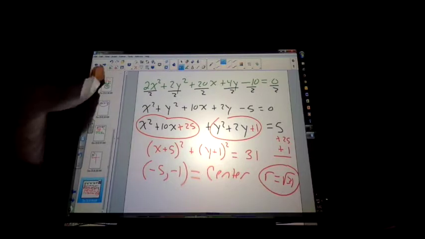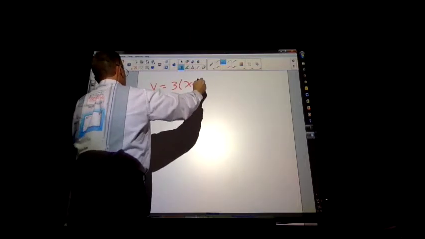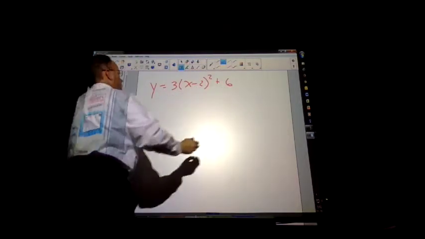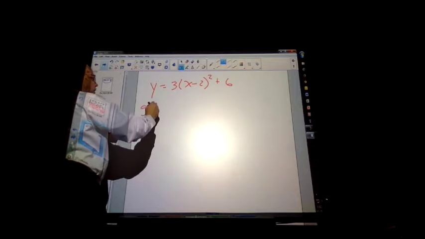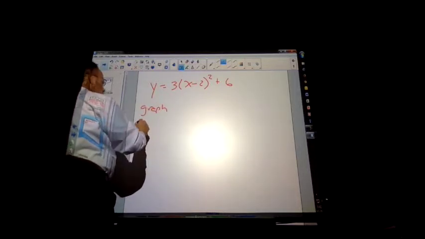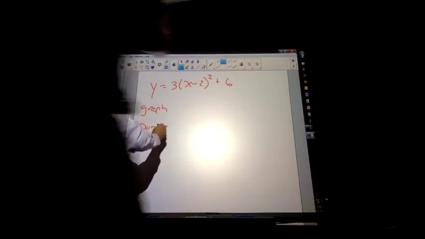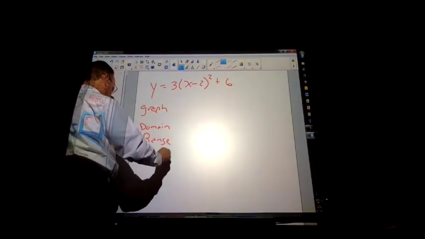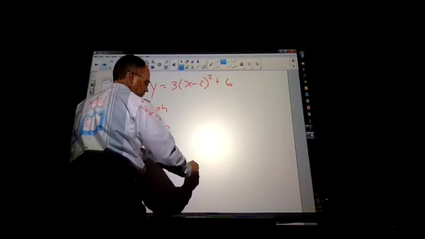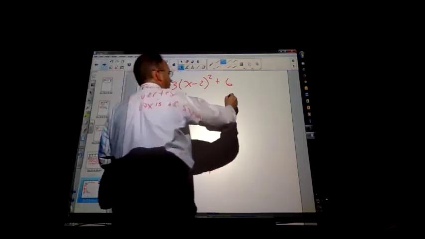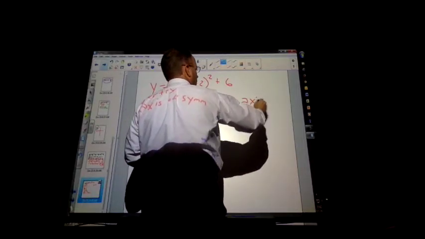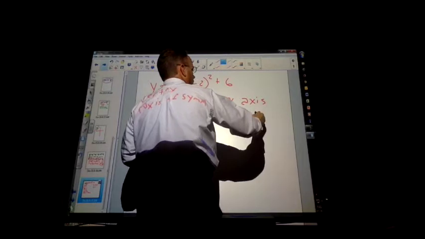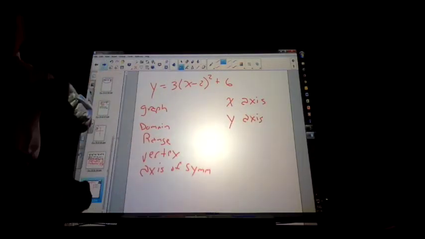I want you to try this problem. I want you to graph this on your boards. I want you to tell me the domain, the range, obviously the vertex, the axis of symmetry, where it crosses the x-axis, where it crosses the y-axis. Take a couple minutes to see if you can figure that out.